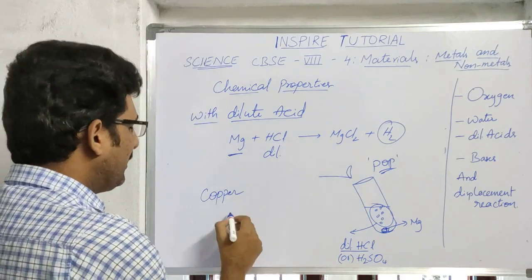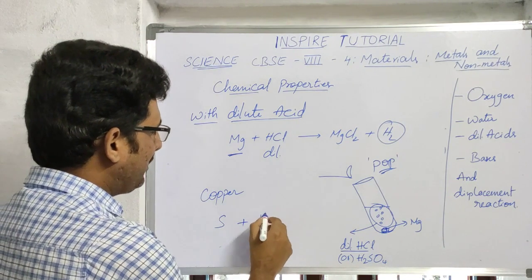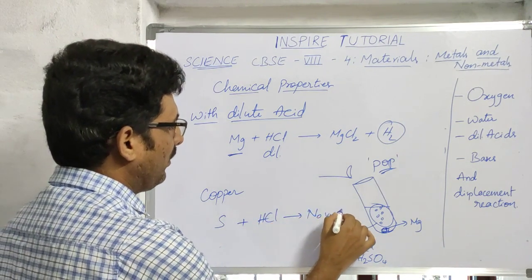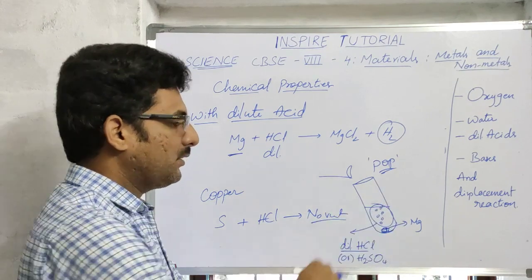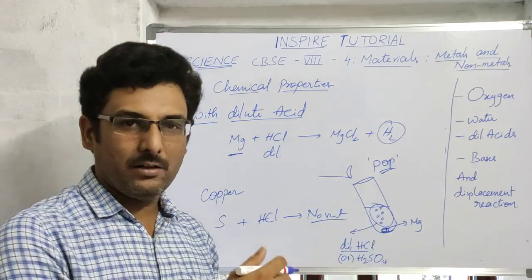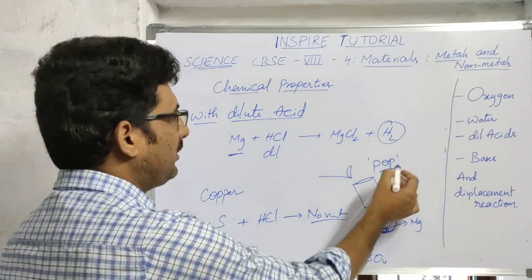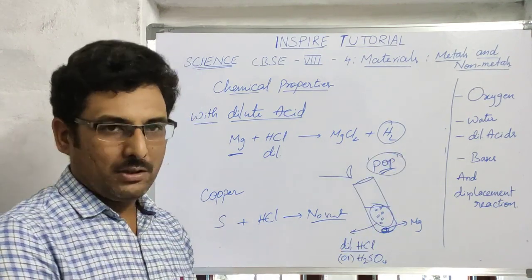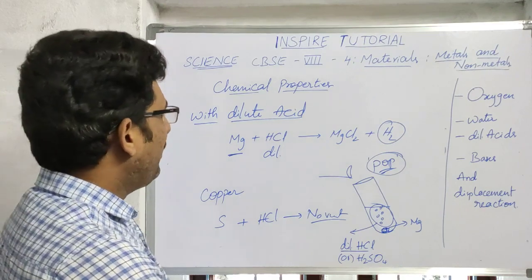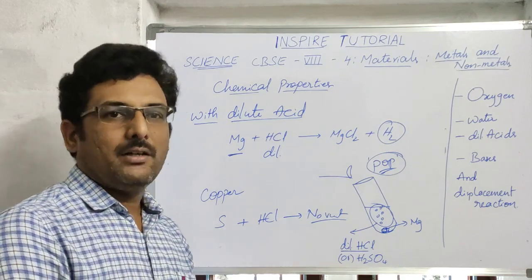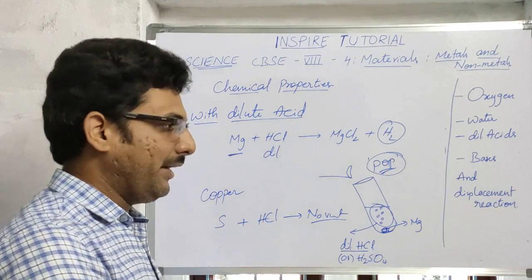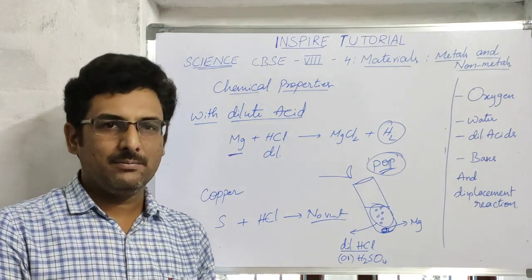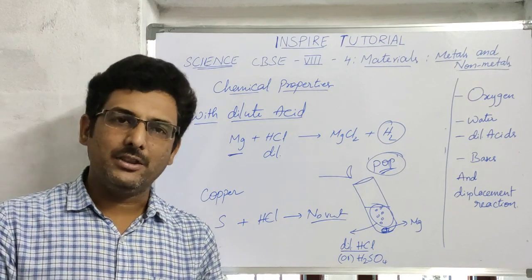Whereas if you take sulfur and add HCl to this sulfur, there will be no reaction. If you repeat the same thing with sulfur or any other non-metal, you won't hear any pop sound or there will be no observation like this. So with this we can say metals can react with dilute acids to give hydrogen gas, whereas non-metals do not react with dilute acids and they do not give hydrogen gas.